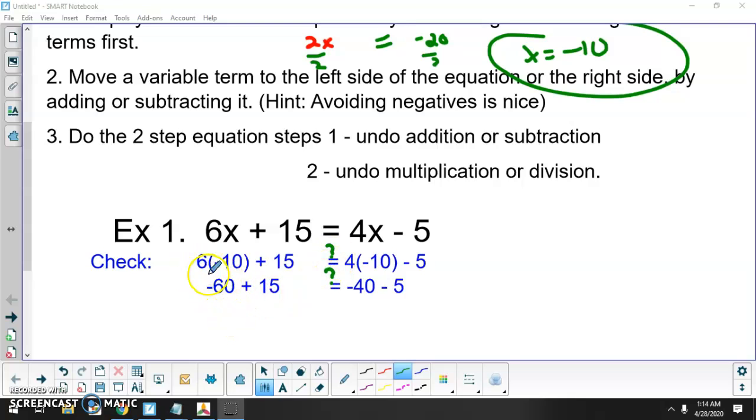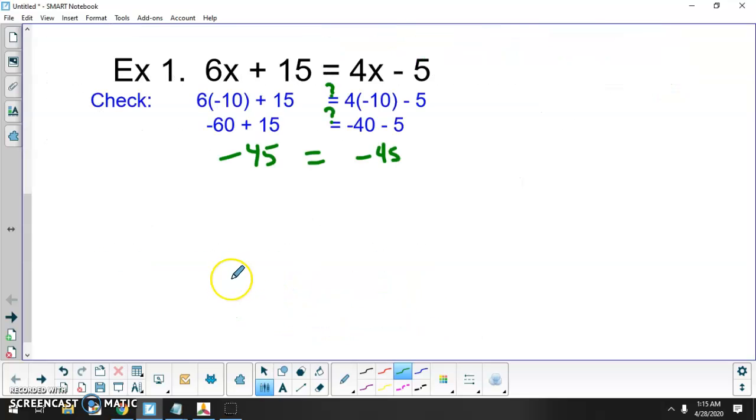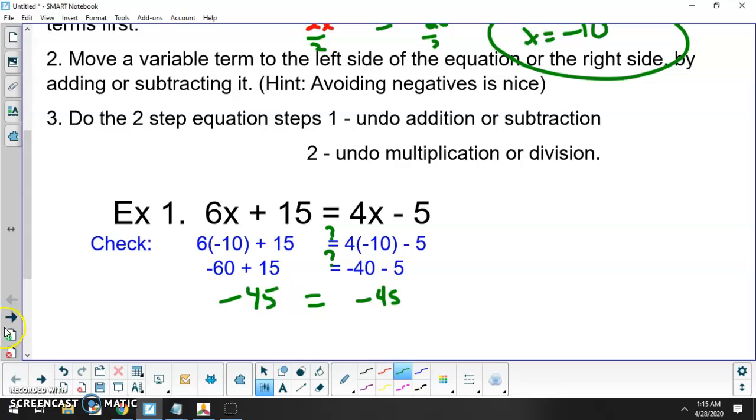Then you want to evaluate each side and make sure you get the same number on each side of the equation. So you'd have negative 60 plus 15. This side would give you a negative 45. And over here you have negative 40 minus 5. Since they both have a negative sign, you'd add the two numbers. You're really actually subtracting, but you're adding the numbers and keeping the sign. So yes, you get the same number on both sides, and that checks that you've got it right.